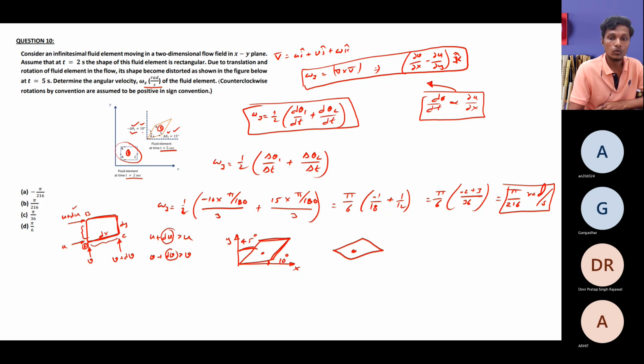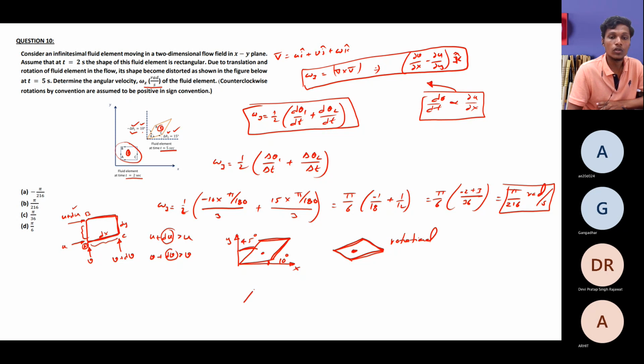You're getting it? So if a particle is rotating about its own center of axis, this is the center of axis of a particle, if it has a tendency to rotate about its own center of axis, then we say it is a rotational flow. It is deforming, but it has a net angular velocity, that is, it is rotating about its own center.